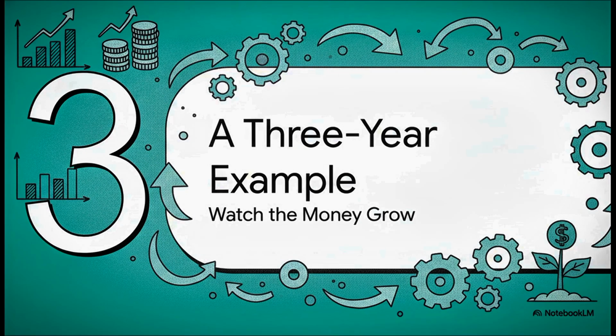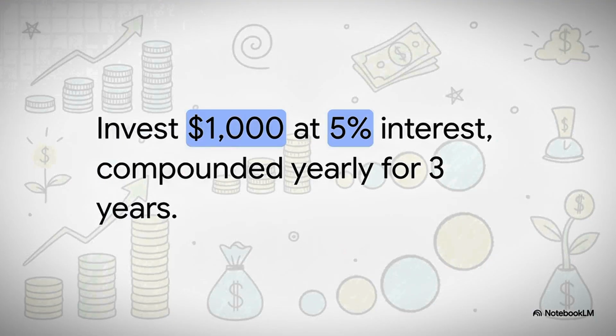Moving on to Section 3, a 3-year example. Let's actually watch the money grow. Okay, picture this scenario. You invest a principal of $1,000 today, and you lock in a 5% annual interest rate, compounded once a year. We're going to track this for exactly 3 years. So we've got our P, our R, our N, and our T. Now let's see what happens to A, our final amount.